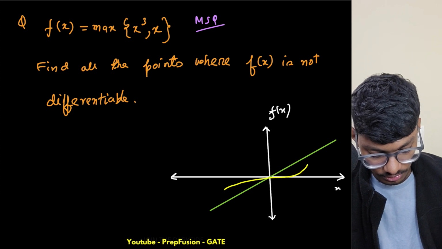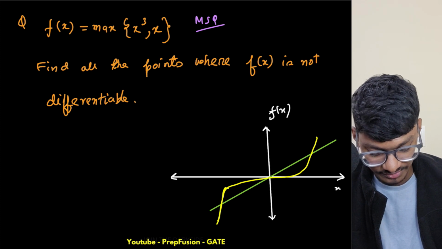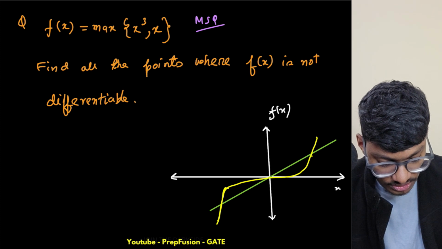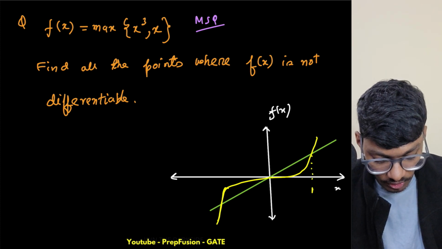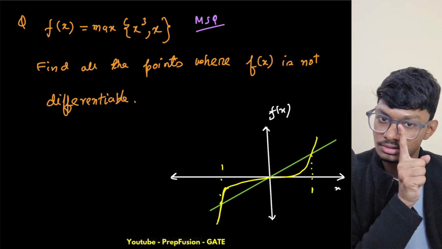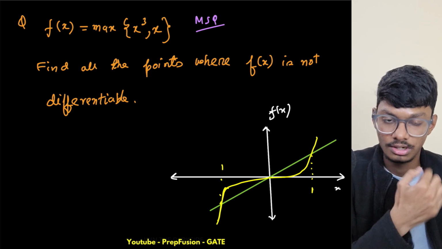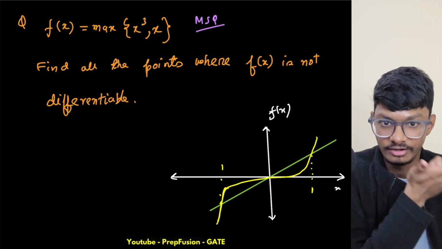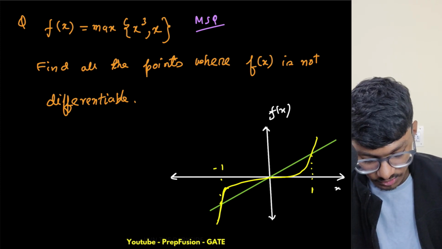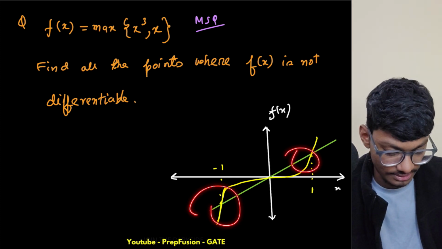So it will be something like this. My plot is not exact, just try to bear with me. Now the values where it intersects, right? At 1 it will intersect. Why? Because if x equals 1, x cube is 1, and at that value they are intersecting. And -1 cube is also -1. So this is -1 and this is +1. These are the points where they are intersecting.